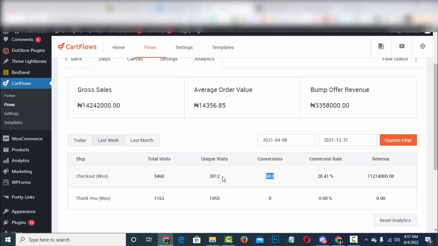3,000 people reached the checkout page. This is not the sales page. This is not the bridge page. These are not the leads. This tells you that we had more than 3x these leads. That's what it means.